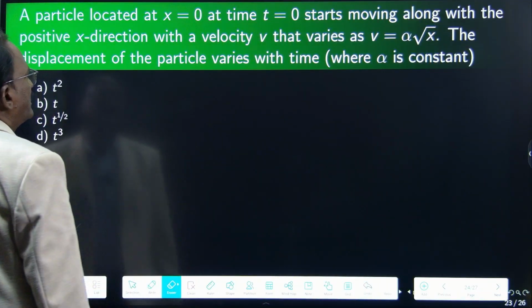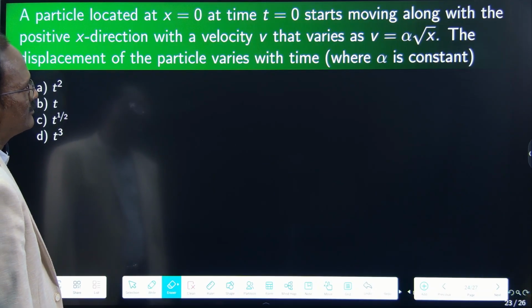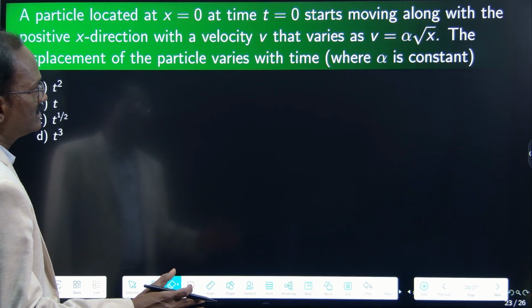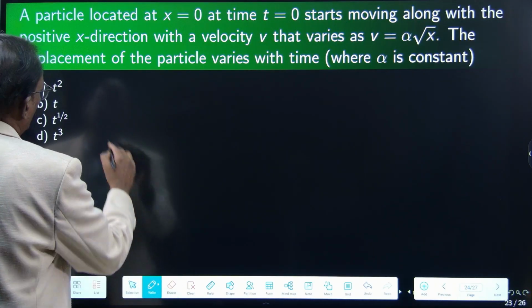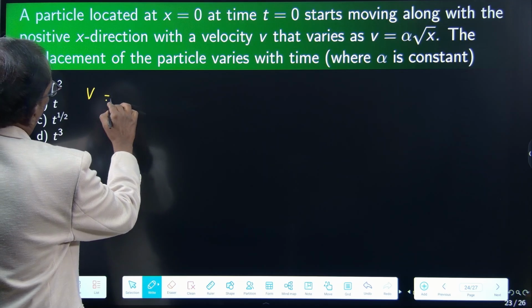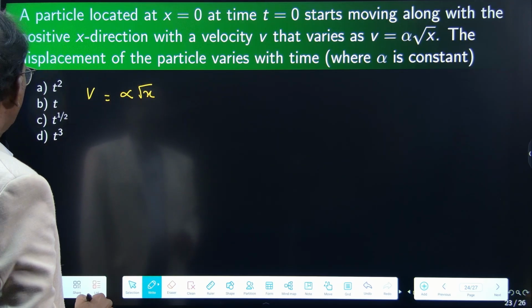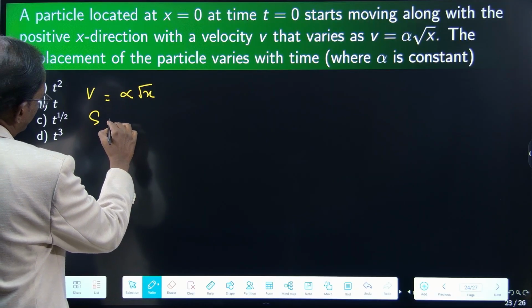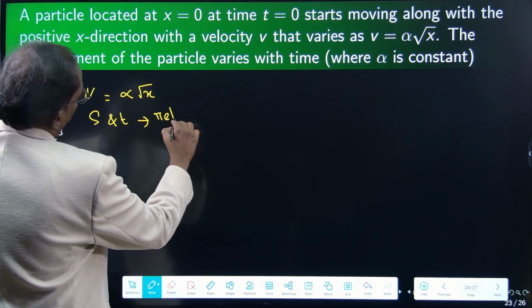A particle located at x is equal to 0 at time t is equal to 0 starts moving along the positive x direction with a velocity v that varies as v is equal to alpha times root x. The displacement of the particle varies with time; find the s and t relationship.